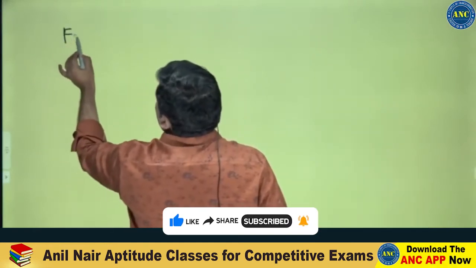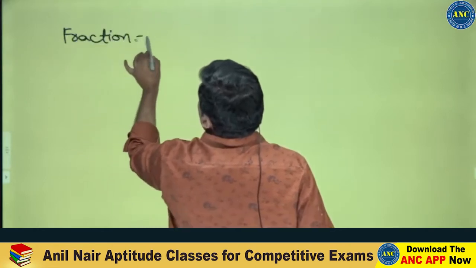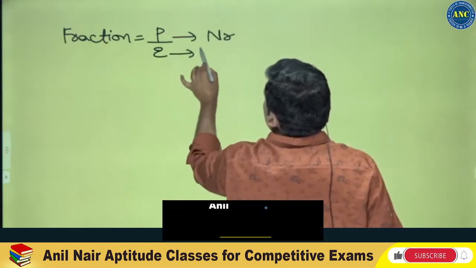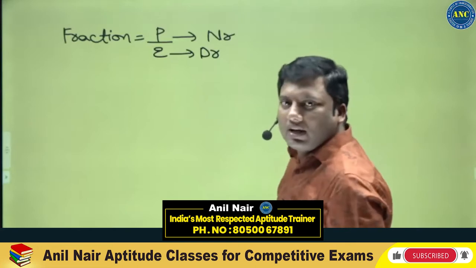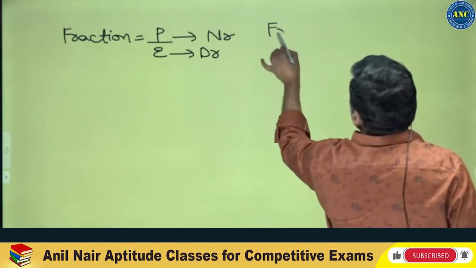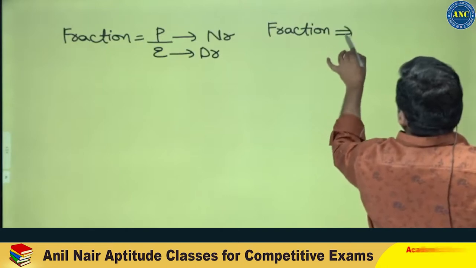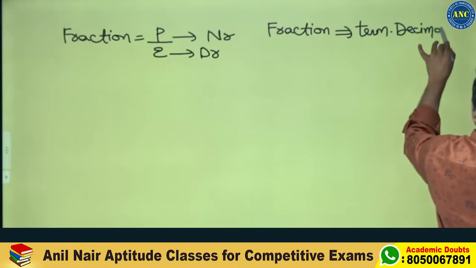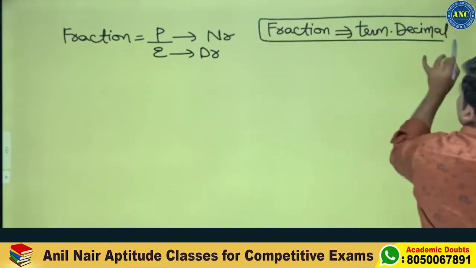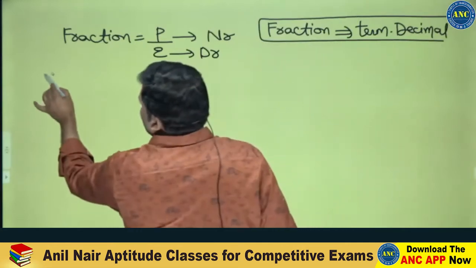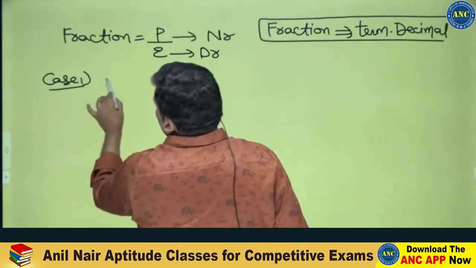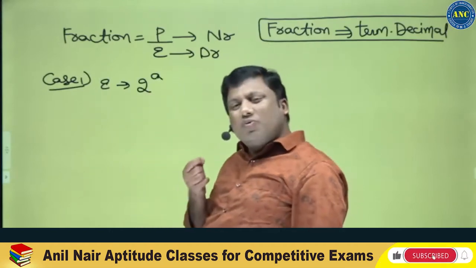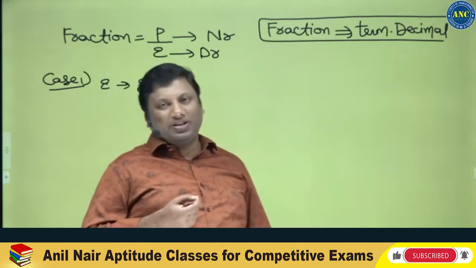So, a fraction is of the form P by Q, where P is the numerator and Q is the denominator. What are we discussing? We are discussing a case where a fraction is getting converted into a terminating decimal. What is the first case? Case number 1: Q will take the form 2 power A.